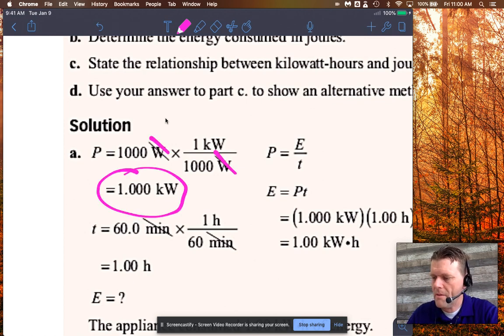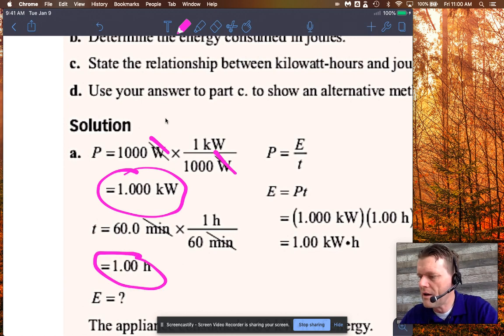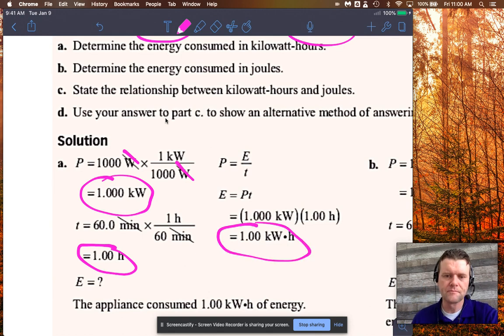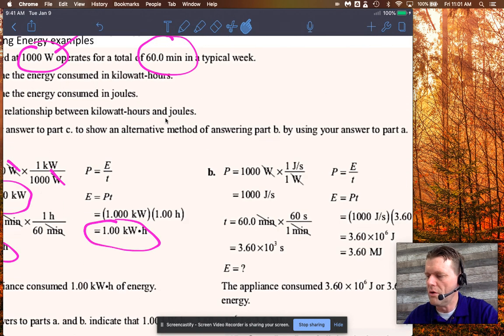So there's the power in kilowatts. Most of you can probably see it's got to times that by 1,000 anyway. Getting the time in hours, 60 minutes is the same as 1 hour. Probably most of you know that right off without even doing that. And we just got to multiply those two together. So lo and behold, we get 1 kilowatt hour. Okay. Now, the second question says determine the energy consumed in joules.